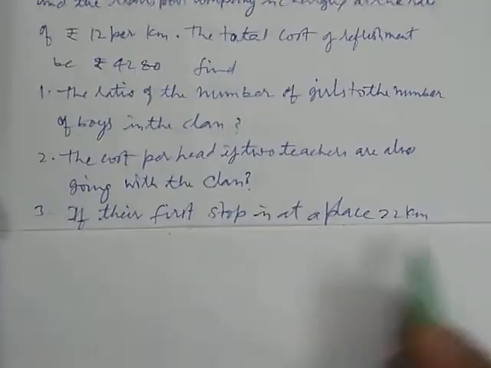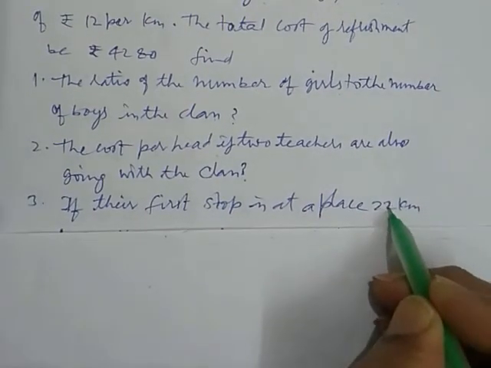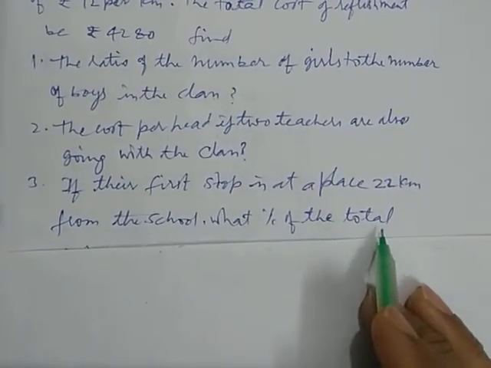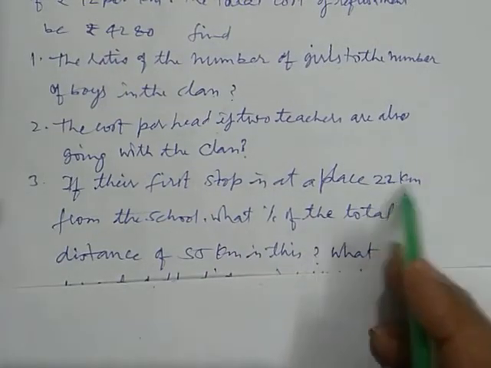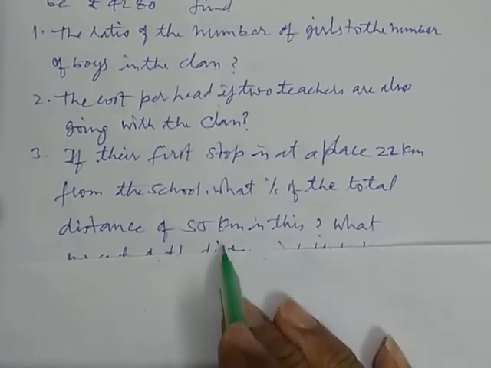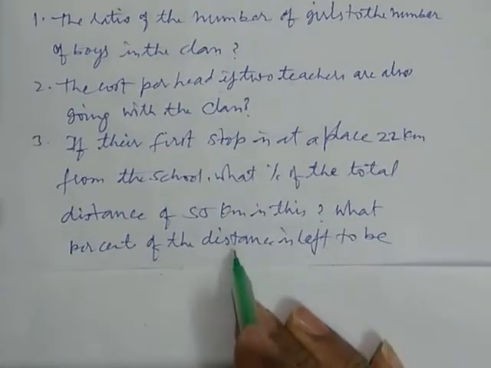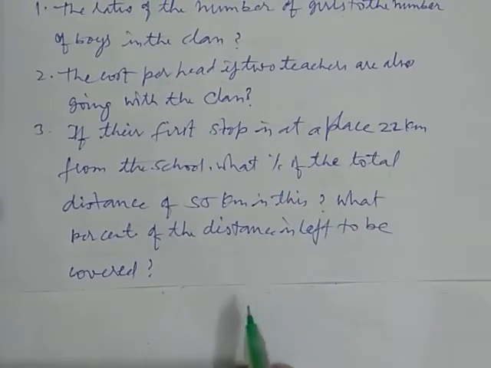And then third. If their first stop is at a place 22 km from the school, what percent of the total distance of 55 km is this? The first stop is 22 km ahead and the total distance is 55 km, and we have to find the percentage. What percent of the distance is left to be covered? This is our question, a big question, okay, and we have to solve this.